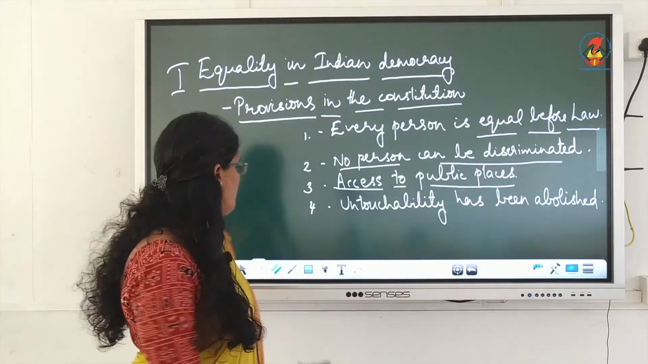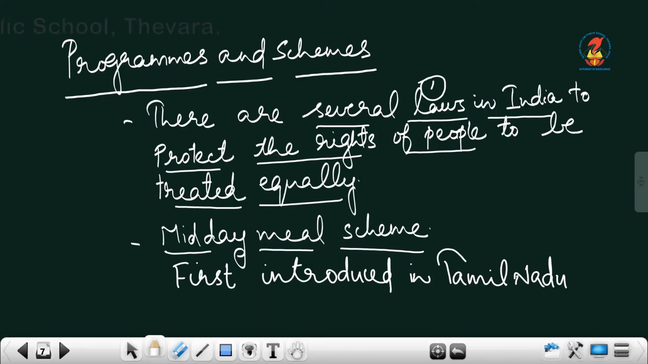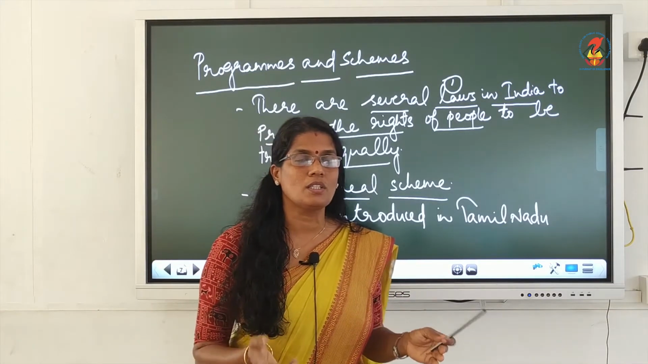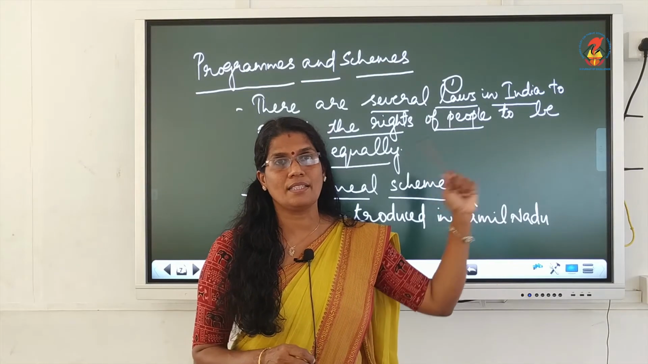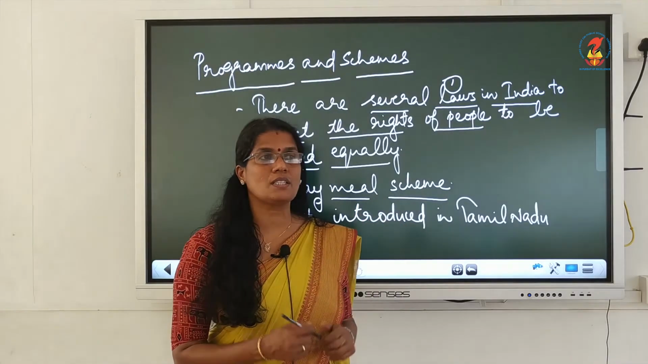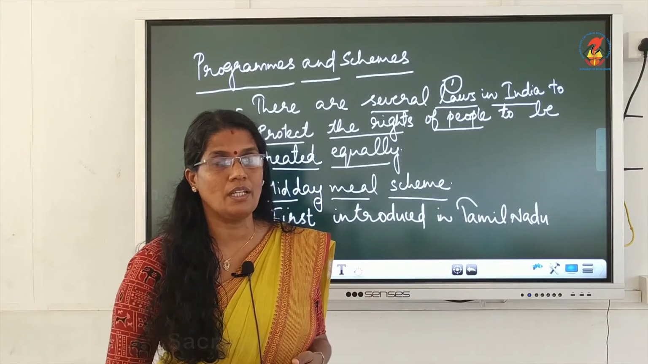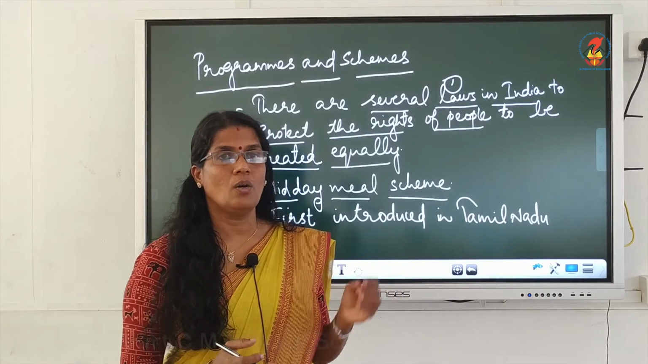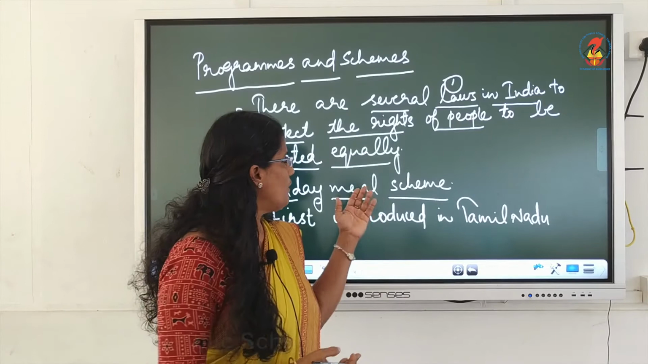Next paragraph, how the government has ensured this through different laws in India. There are different laws in India to protect the rights of people to be treated equally. The government has implemented so many laws through which people's rights are guaranteed. Second point, midday meal scheme. This is a scheme given by the government of India, whereby children who are studying till class 7 in the elementary schools are given free food.